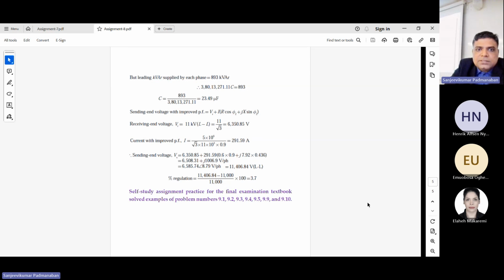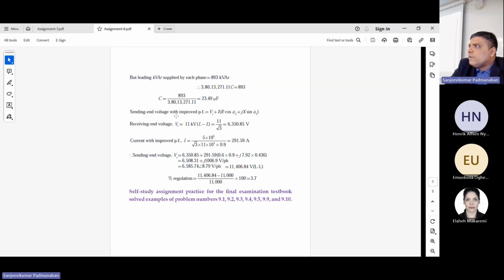So I need to calculate what is my sending end voltage. How to calculate sending end voltage? You can see the formula: Vr plus I into R cos phi 2 plus jX sin phi 2. How to calculate receiving end voltage? Receiving end is given in the problem, which is 11 kV line to line. So you convert into phase, divided by √3. You get phase voltage of your receiving end, which is 6350.85. Please divide it, 11 kV divided by √3. Are you getting it?